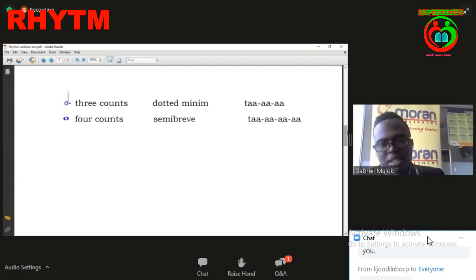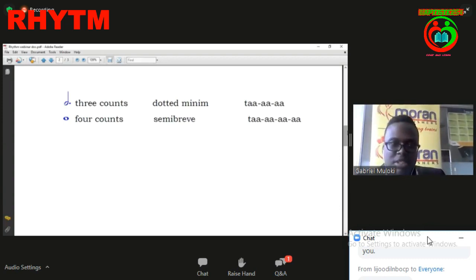So in the dotted minim, we have the French rhythm name of ta, 3 counts. So if you are hooting, you hoot for 3 counts. If you are calling mom or dad, you call dad for 3 counts. Mom, dad. And surely learners will be able to remember these rhythms quite easily.